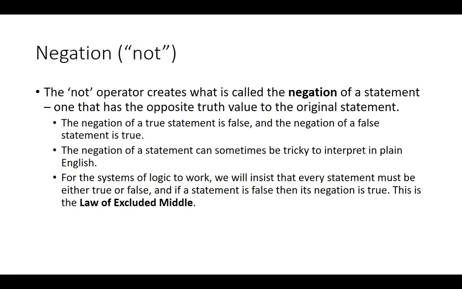First, let's talk about negation, the Boolean operator not. The not operator creates what is called the negation of a statement, one that has the opposite truth value to the original statement. The negation of a true statement is false, and the negation of a false statement is true. The negation of a statement can sometimes be tricky to interpret in plain English. For the systems of logic to work, we will insist that every statement must be either true or false, and if a statement is false, then its negation is true. This is called the law of excluded middle.